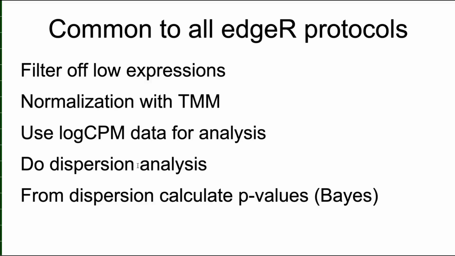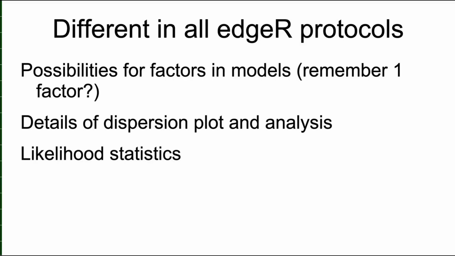And then the end point is dispersion analysis, basically the core of the business, and from dispersion calculating p-values, meaning what's more likely, what is less likely, what is significant and what is not. And then what is different in all edgeR protocols is, in one case, the possibilities for factors in the models, how you define what you compare to what, and how you do a dispersion analysis, because defining groups and factors also influences how the dispersion is analyzed.